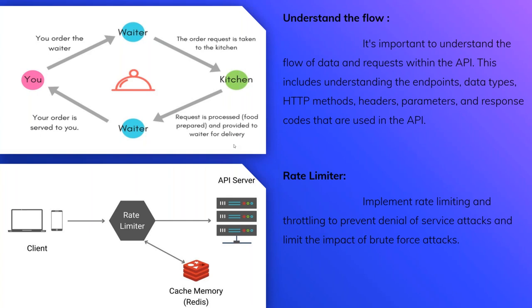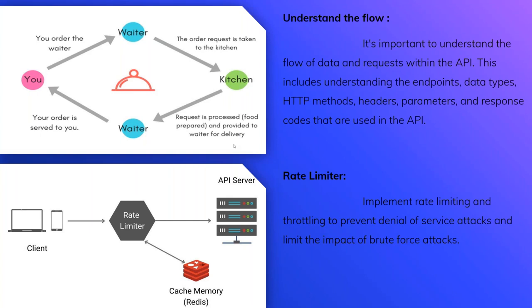So implementing the rate limiter is essential for preventing the DoS attack. Just now we got to see this in the security risk about DoS attacks, denial of service. It basically occurs when a huge amount of requests arise from the users. So we use a rate limiter for preventing DoS attacks and limiting the impact of brute force attacks as well.